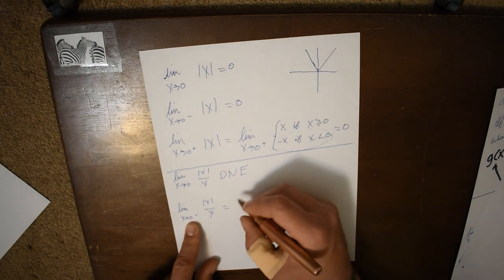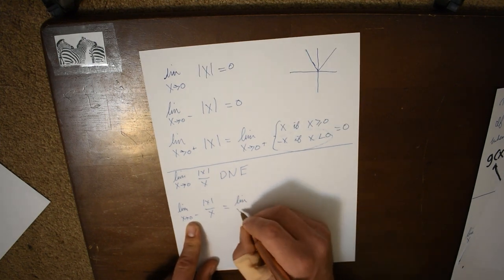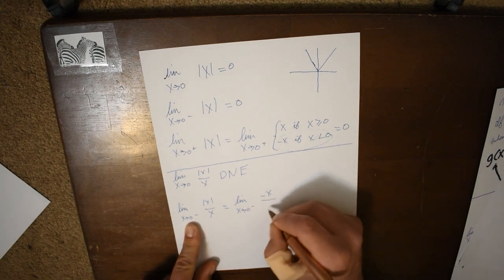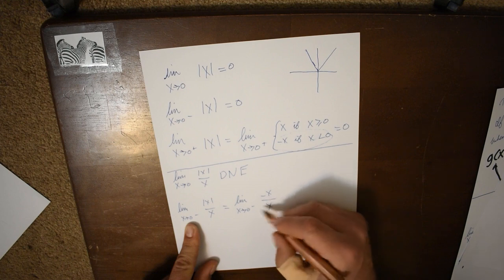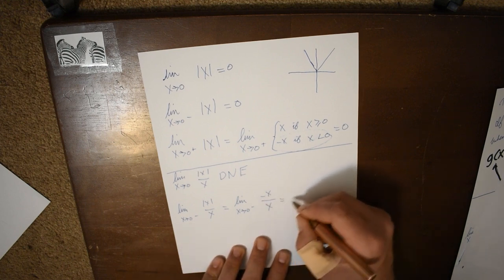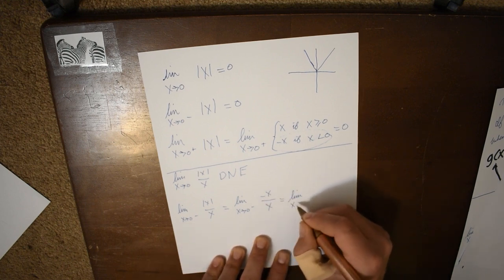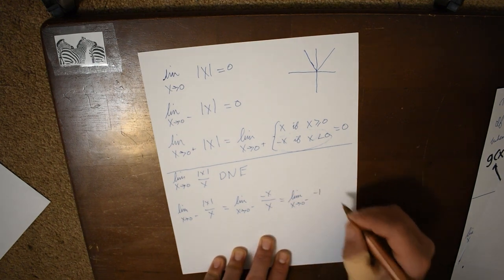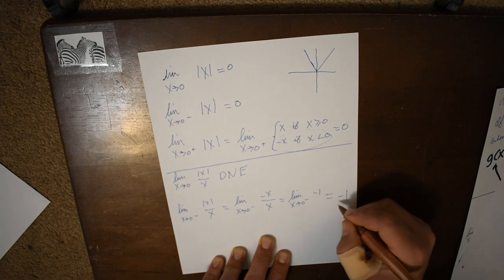Since x is always going to be negative, we can substitute negative x in for the absolute value of x. This is equal to the limit. You have to write the limit every time until you evaluate it. Negative x over x. Well, that's equal to the limit as x approaches 0 from the left of negative x divided by x, which is -1, so it equals -1.